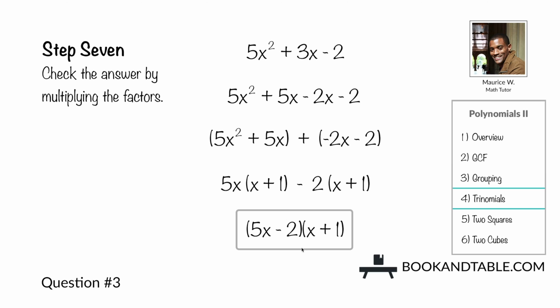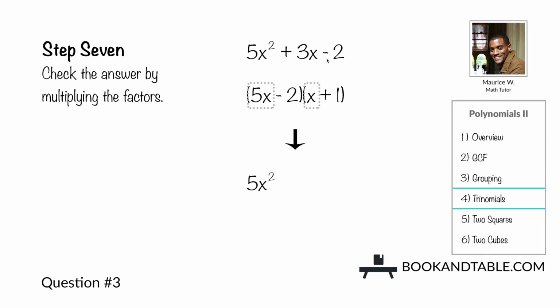In step 7, check the answer by multiplying the factors. When we multiply 5x minus 2 and x plus 1, we should get 5x squared plus 3x minus 2. 5x times x is 5x squared. 5x times 1 is 5x. Negative 2 times x is negative 2x. 5x minus 2x is positive 3x. And negative 2 times positive 1 is negative 2. Since our final polynomial matches the original polynomial, that confirms that 5x squared plus 3x minus 2 has the factors 5x minus 2 and x plus 1.